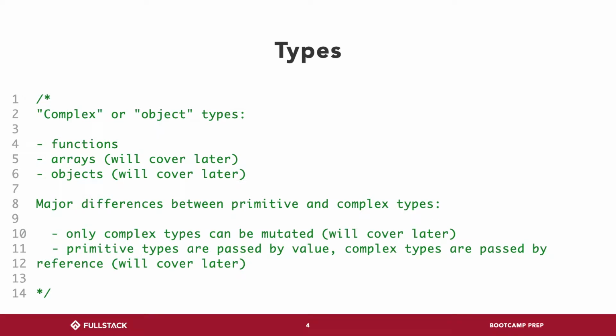So you have complex or object types as well, like functions, arrays, which we'll cover next week, and objects, which we will also cover next week. Major differences between primitive and complex types: only complex types can be mutated. We will cover this next week. This is just a little intro, yeah? Primitive types are passed by value, and complex types are passed by reference. We will cover this later as well, okay? Don't worry about it now.